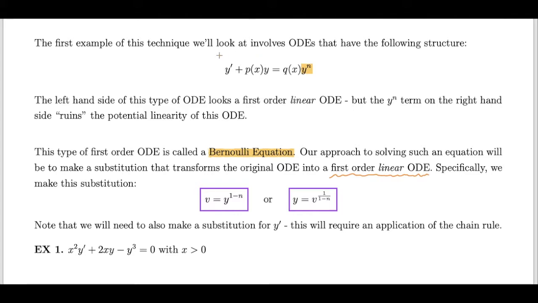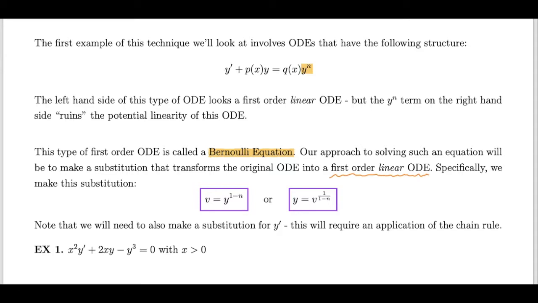So in my first order ODE, everywhere I see a y, I'm going to make this substitution. And then note that we'll need to make a substitution for y prime as well. And as I've stated here, that will require an application of the chain rule. But making those substitutions will transform my original ODE, which is in terms of y's, into a new ODE, which is in terms of this new variable v. And as you'll see, while my original ODE is not linear, the transformed new ODE will be first order linear.